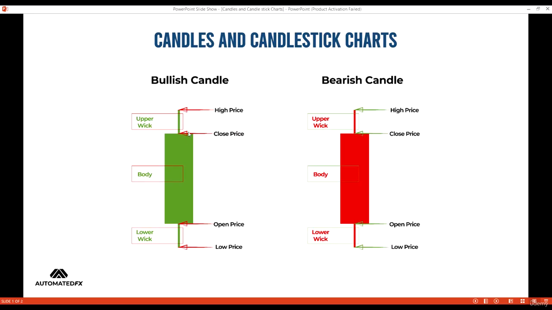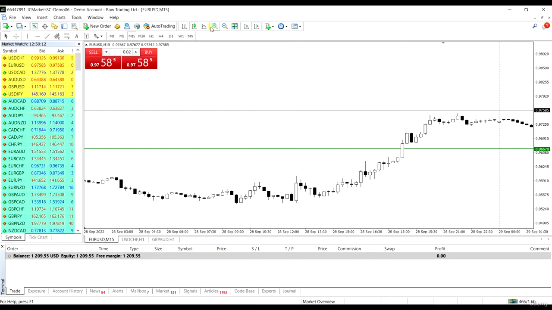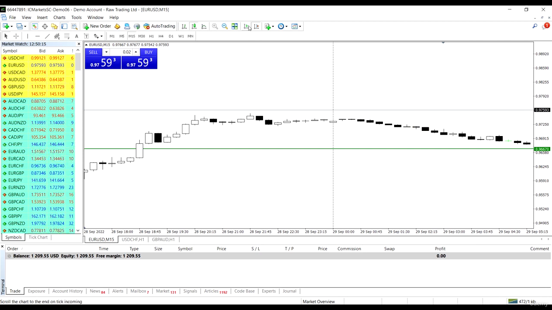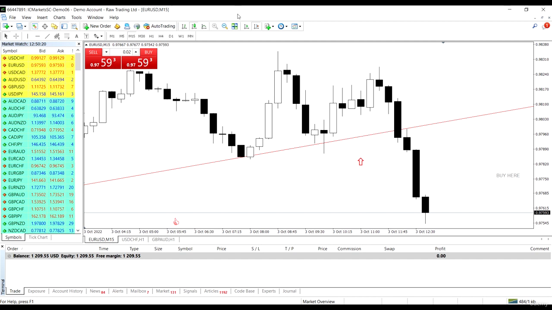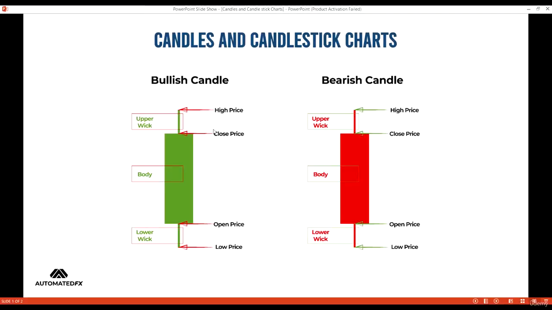What is a candlestick? Let me zoom in here so that you see what we have here very well. This is just what a candlestick is. There are two types of candlestick. We have the bullish candle or the buy candle, and we have the bearish candle or the sell candle. So the bullish candle represents a candle that ended in the favor of the buyers.